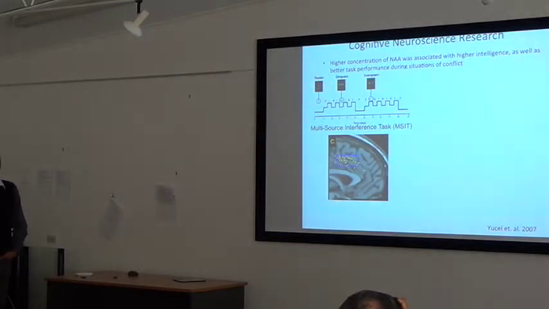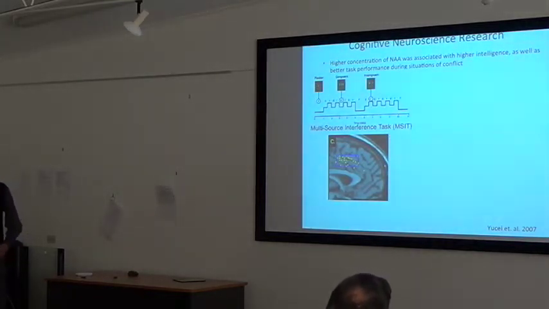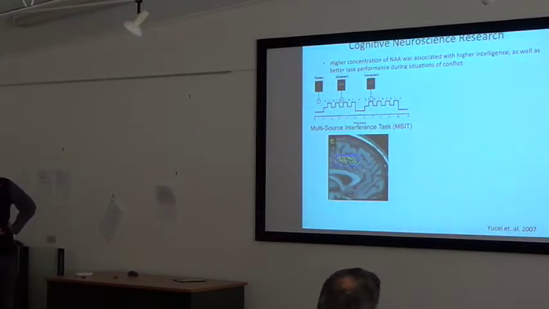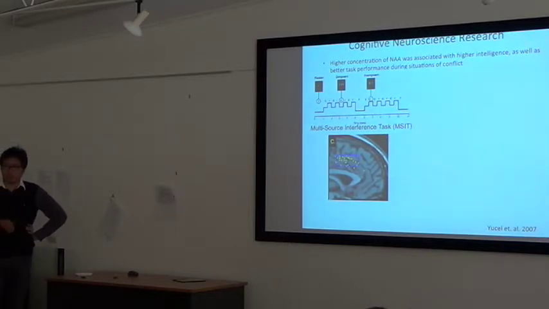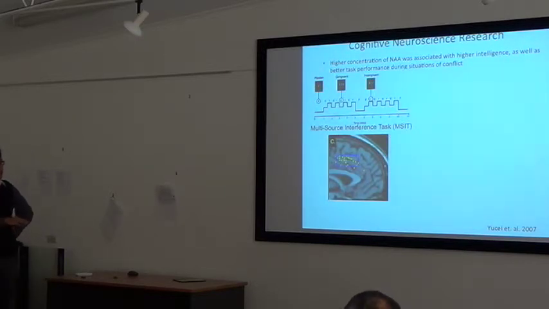When it comes to cognitive neuroscience research, NAA is usually the most interesting thing, because a high concentration of NAA was always associated with higher intelligence, as well as, in situations of conflict, with better task performance. This is a project using both task functional MRI and spectroscopy, looking at the role of NAA during this task.